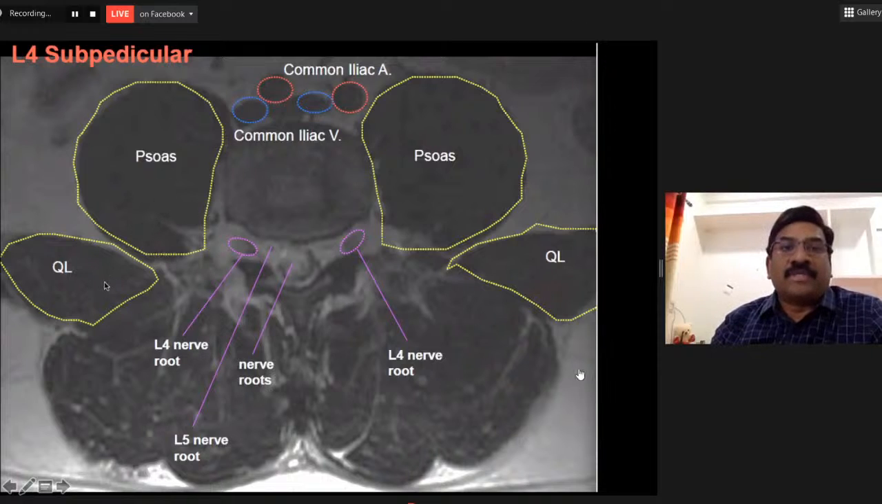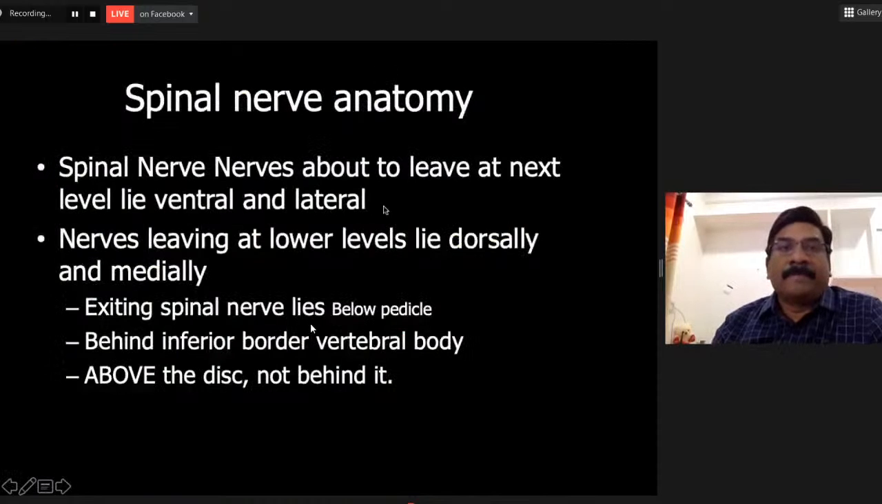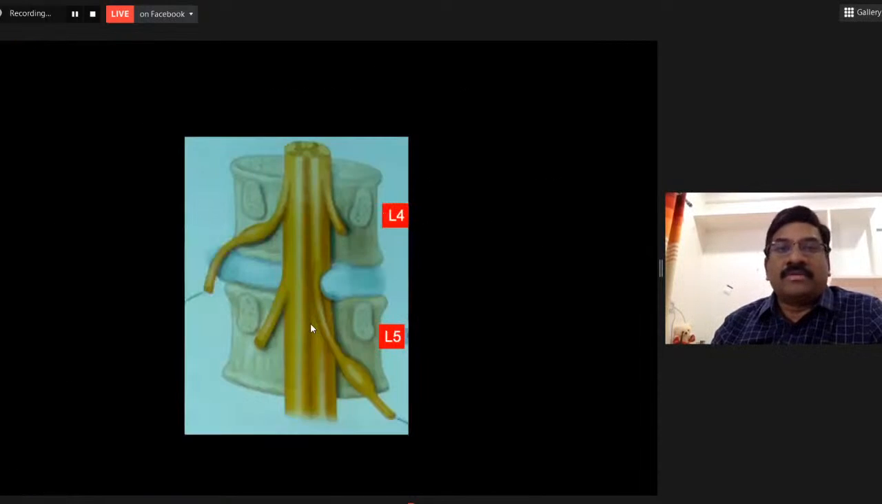So there is the psoas muscle, quadratus lumborum, common iliac veins and iliac arteries. The nerves, it is very important to understand about the exiting and the traversing nerve roots. What I'm trying to say is, the nerve which goes below the pedicle is the exiting nerve root. So here this is the L4 nerve root, the exiting nerve root. This is the L5 nerve root. So when the disc prolapses, it usually compresses the nerve which is below. That is the traversing nerve root.